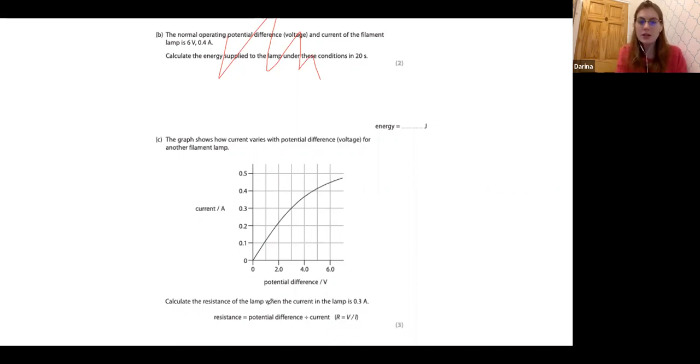So what we're doing essentially is we're reading off the graph. We know that the current is 3 amps, so we go along and then we go down and we get a reading of 3 volts. So now all we have to do is use the equation. Resistance equals voltage divided by current. So we put in our numbers and we get 3 divided by 0.3. So that is an answer of 10 ohms.